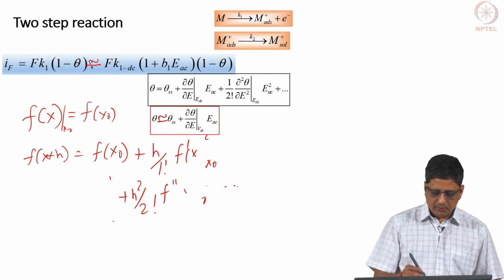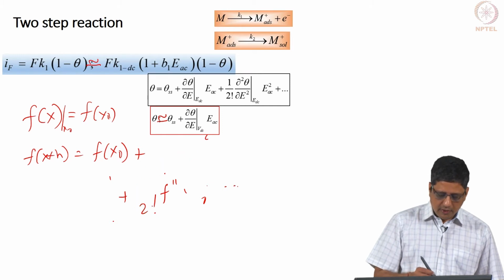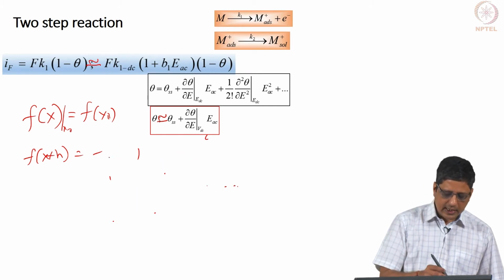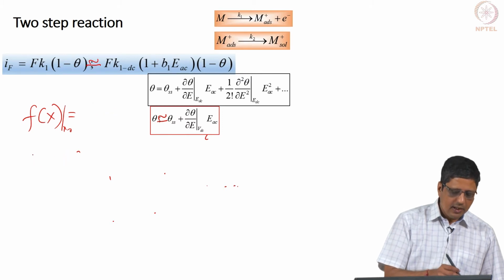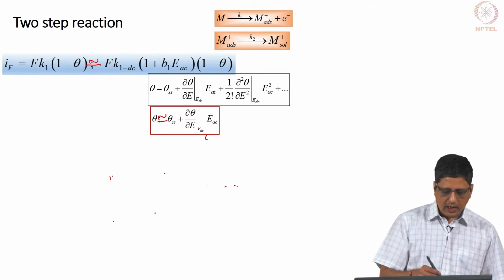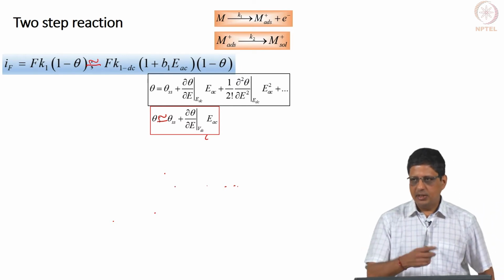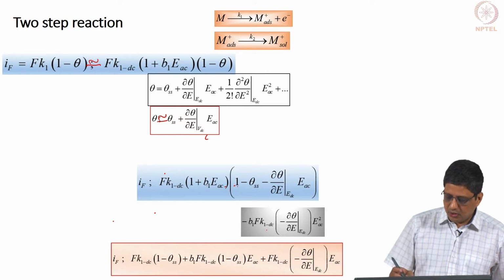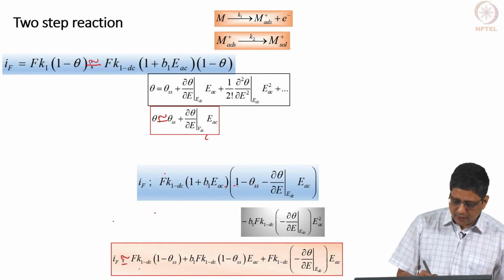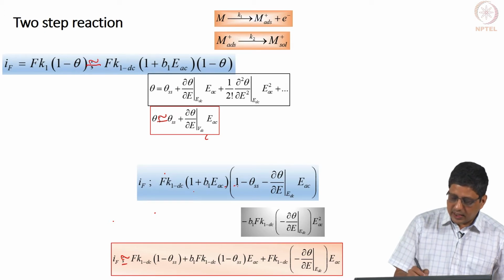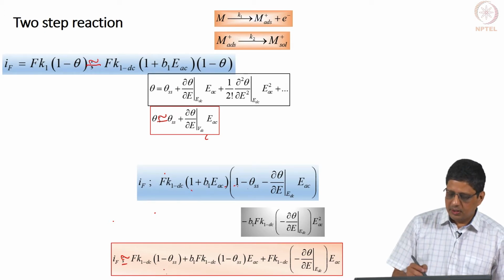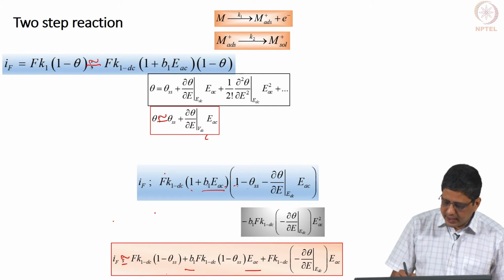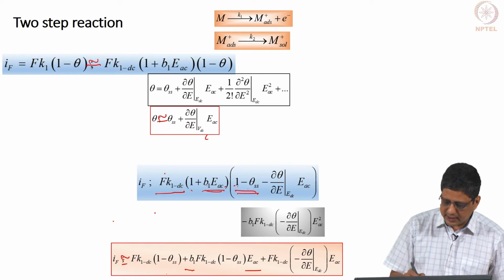But coming back here, we are basically expanding K1 in a Taylor series, and we are expanding theta in a Taylor series, because we recognize that they are going to depend on potential. When potential varies with time, this is going to vary. Now, if I substitute it back here, I would get 4 terms, right. F1 K1 dc is there, multiplied by 1 minus theta. I will get B1 EAC multiplied by 1 minus theta.